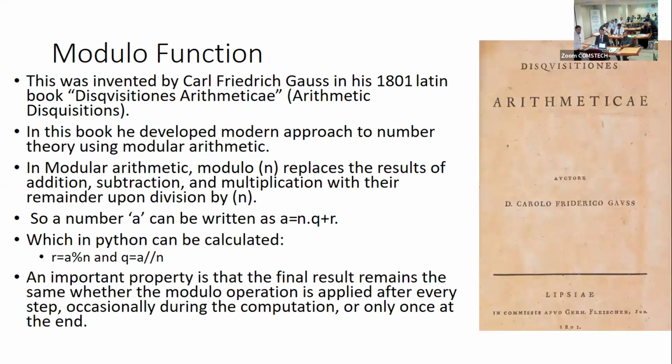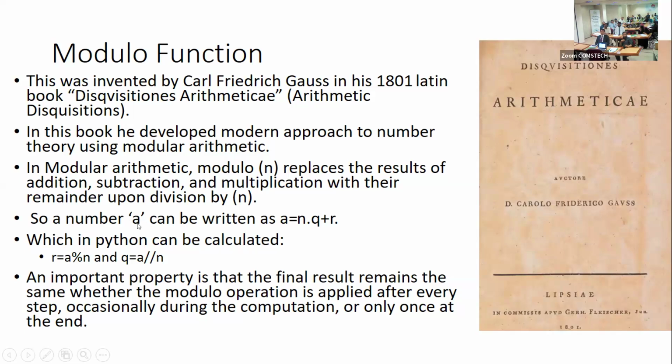Modular arithmetic is based on a function which is called the modulo function. This was invented by Carl Friedrich Gauss in 1801 in a Latin book. This is the cover, just to brag that I have that book with me. It's in Latin, I cannot read it, but I have that book. So what does the modular function do? Let's get to the chase.